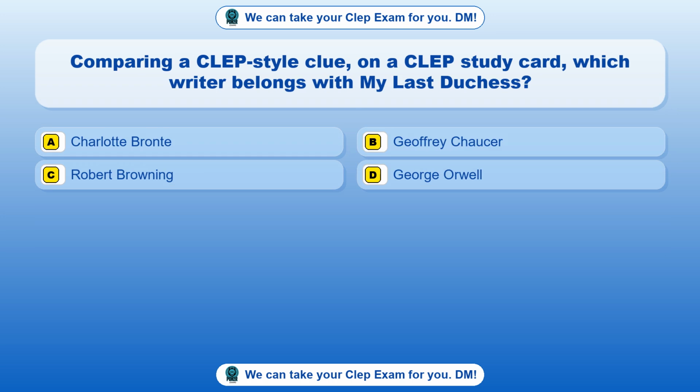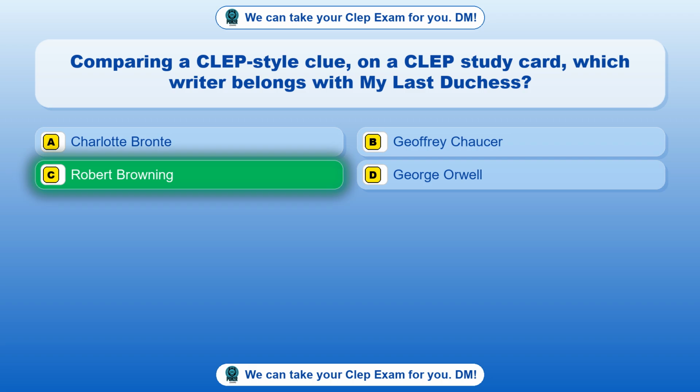Question 84. Comparing a CLEP-style clue on a CLEP study card, which writer belongs with My Last Duchess? Option A, Charlotte Bronte. Option B, Geoffrey Chaucer. Option C, Robert Browning. Option D, George Orwell. The correct answer is option C, Robert Browning.